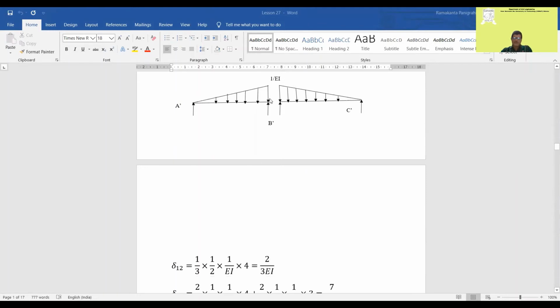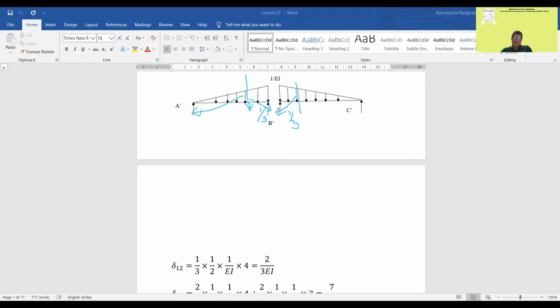Now, what is the value here? Again, I have already discussed. So this is the triangle. Triangle means the CG will be at 1/3 from here. Okay, 1/3 from here. So here 2/3 load will come here, and this load 1/3 will come here.